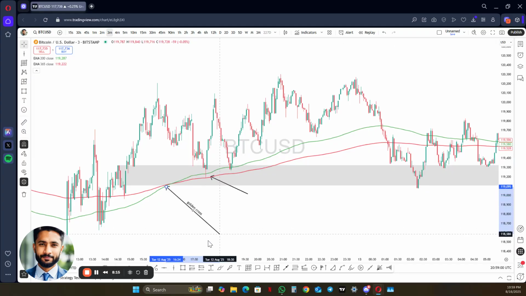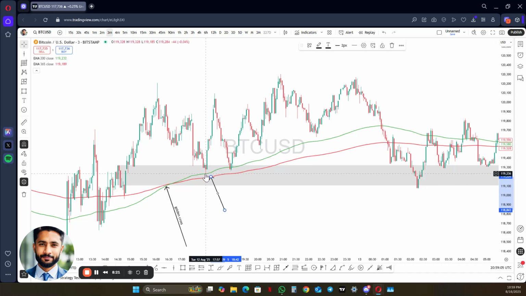Let me do some fixing. So we have a retest of EMA 200. We did not break below EMA 365. We can still look for a scalp over here. So the next thing is we will wait for some confirmation, that is an engulfing candle. Price will move upward. As soon as price breaks above this, you can enter over here.